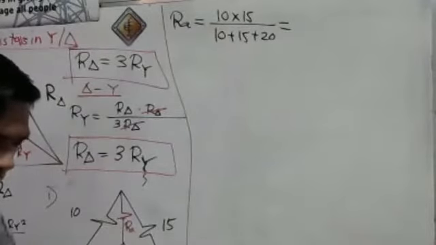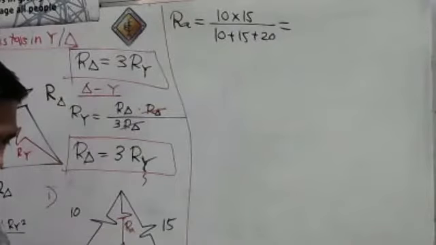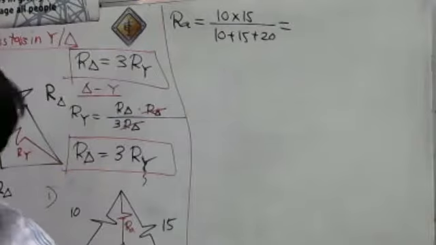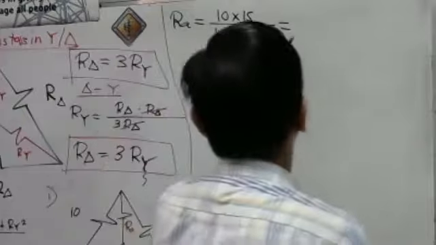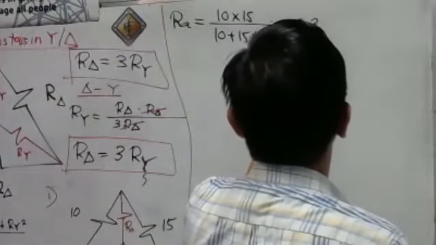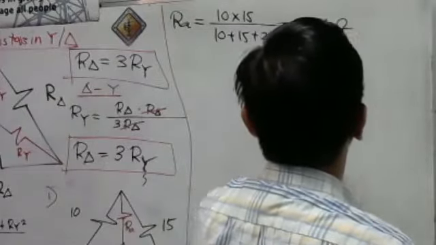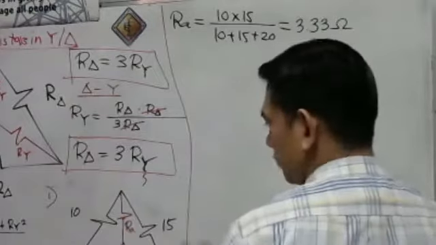Okay, so that is 10 times 15, then divided by 10 plus 15 plus 20. So the answer would be 3.33. Okay, that is one answer.